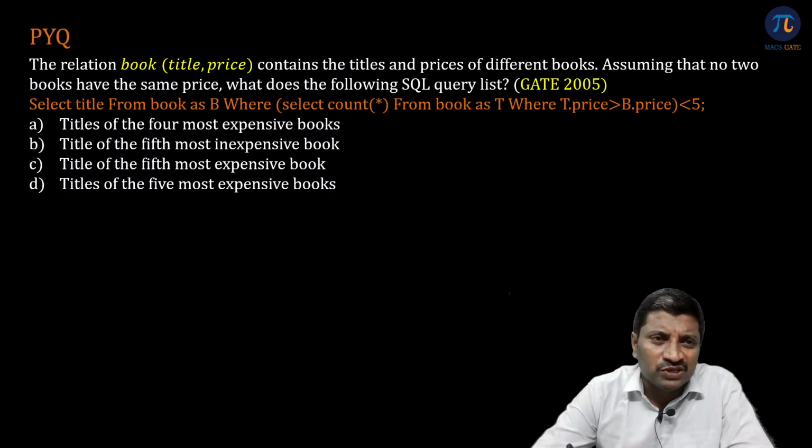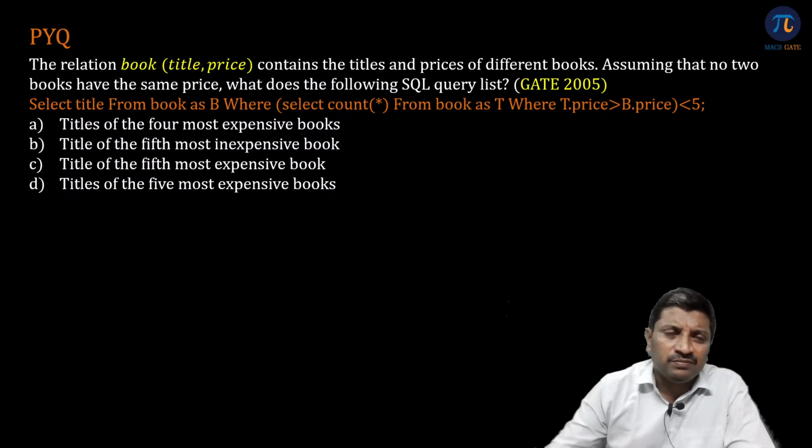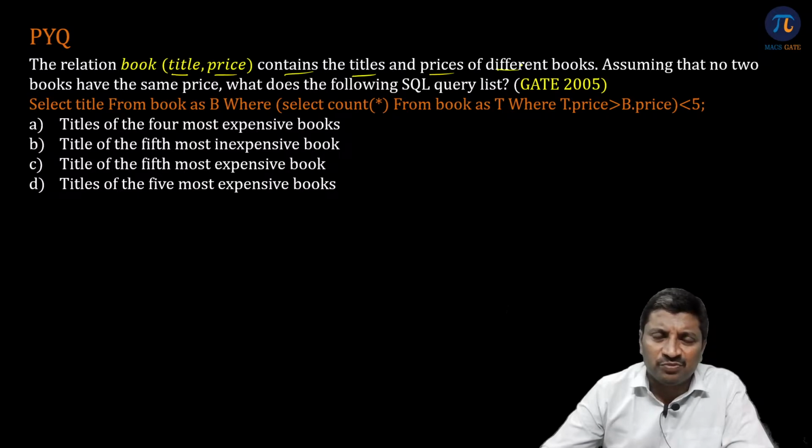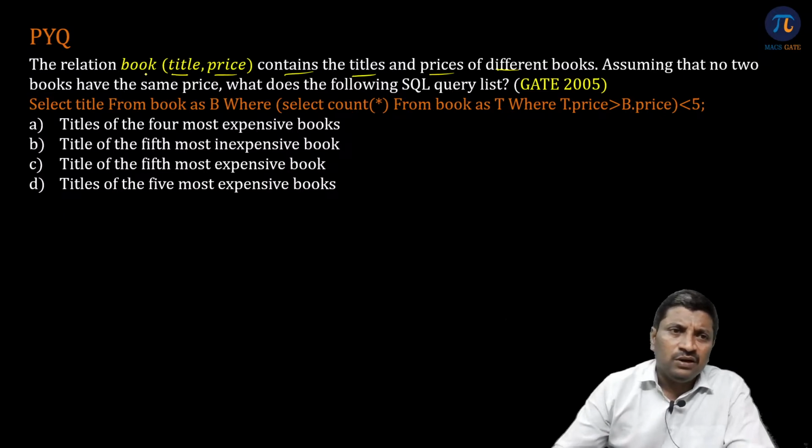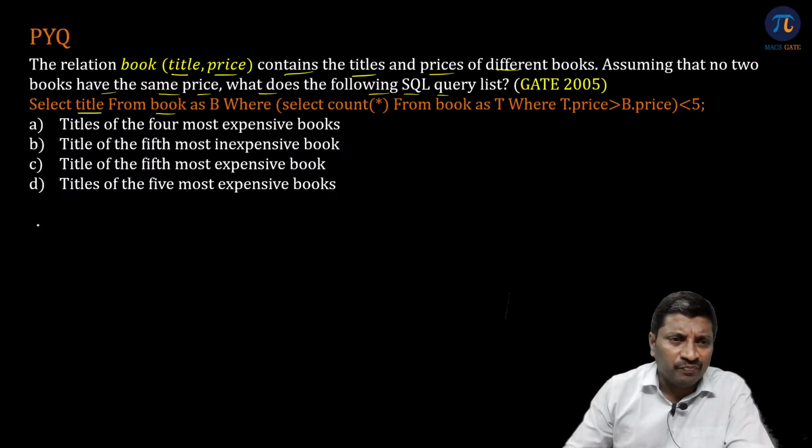Let us discuss one more. The relation book, with title and price, contains the titles and prices of different books. Assuming that no two books have the same price. What does the following SQL query list? Select title from book.